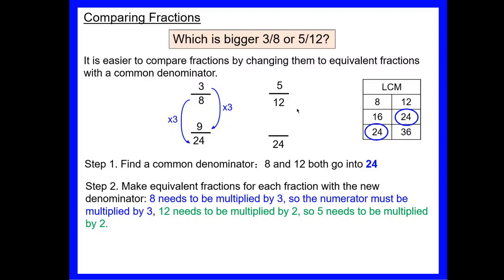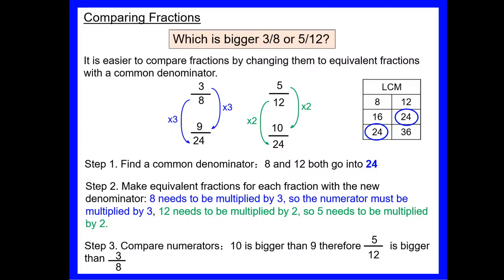We need to do the same with our second fraction. So we're going from 12 to 24. To get from 12 to 24, we would have to multiply by 2. So we do the same to the numerator. 5 times 2 is 10. So these are our equivalent fractions.